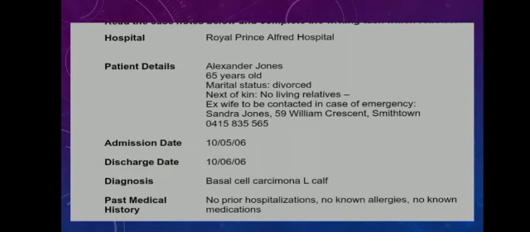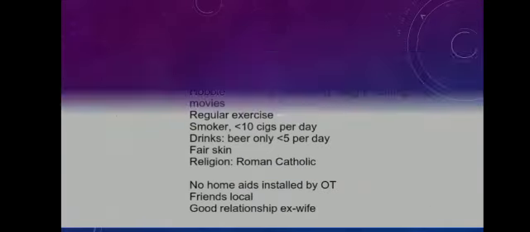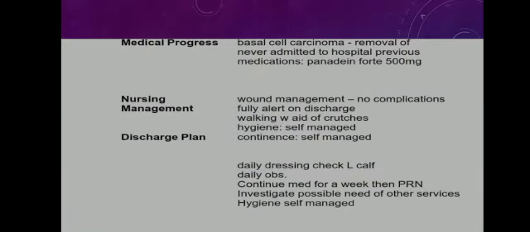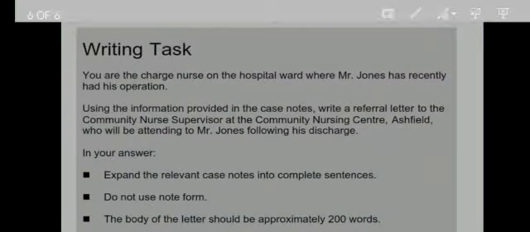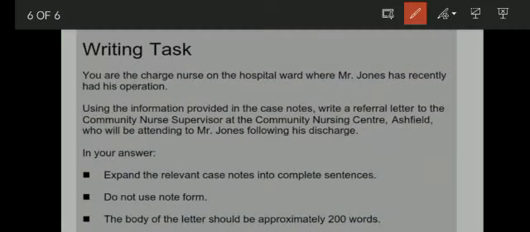Here I have taken a case note. The patient name is Alexander Johns. As I have told, whenever you get a case note, you need to first read the writing task. So now let's read the writing task, or analyze the writing task, and find out what's the purpose or whom we are writing this letter to.